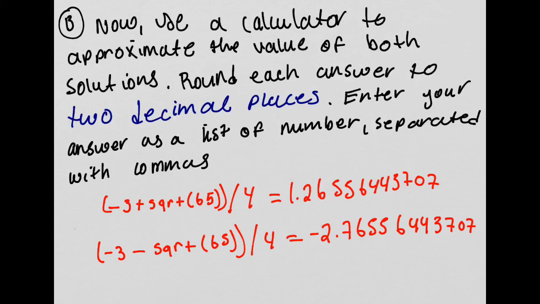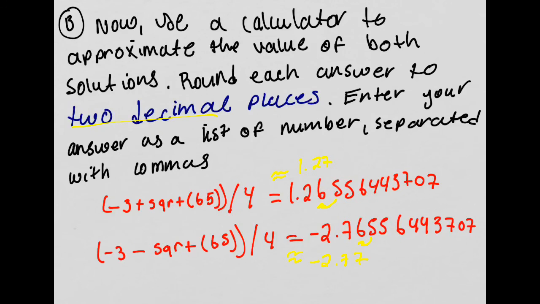Now these are the 2 answers that I got. And now it says to round to 2 decimal places. So this rounded, the 5 is going to change the 6 to a 7, so 1.27. And for this one rounded, the 5 is going to change the 6 to a 7, so it's negative 2.77. And those are my 2 answers for this.